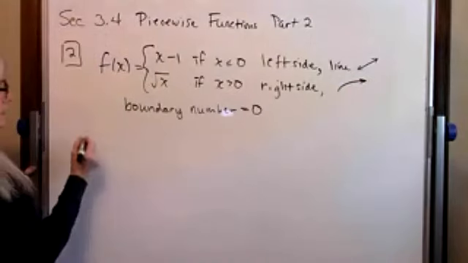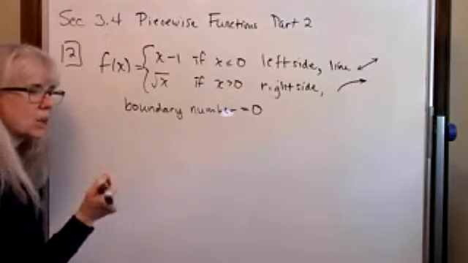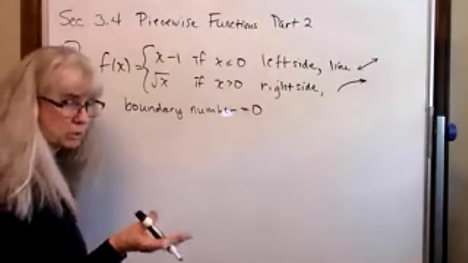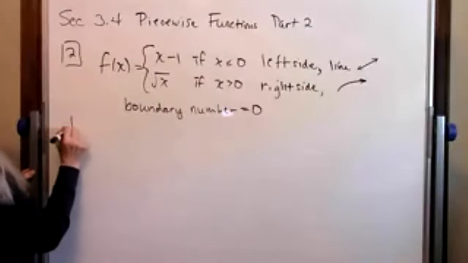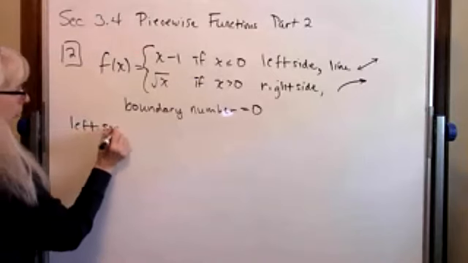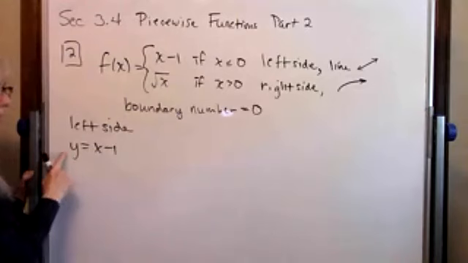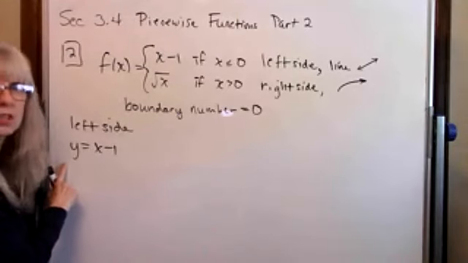I'm going to do them one step at a time. If you have a lot of experience with this, you won't need to build these tables, but if you've never built the tables before, I strongly urge you to do that. So our left side was y equal to x minus 1. Notice I'm taking out the f of x and plugging in a y because you're more familiar with that.